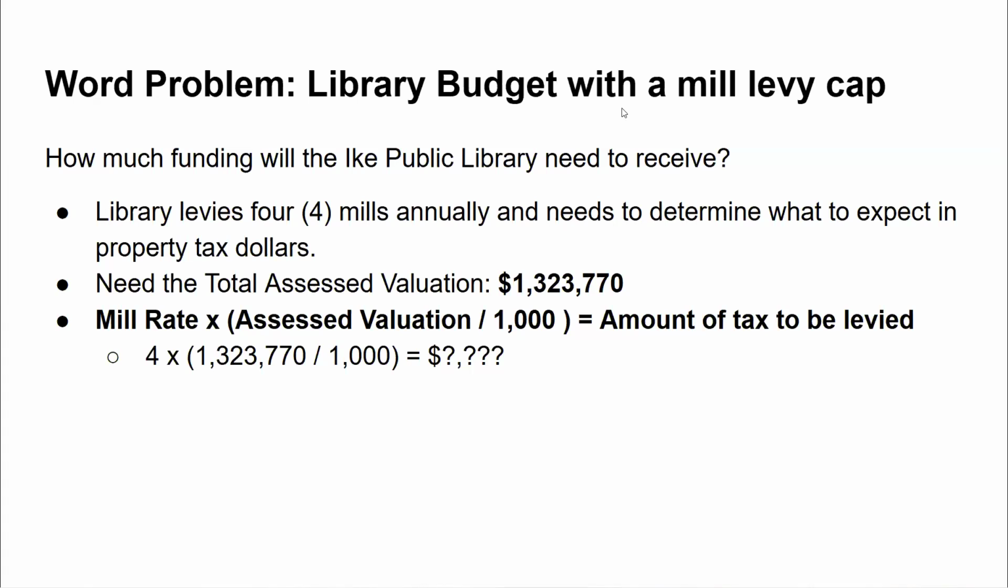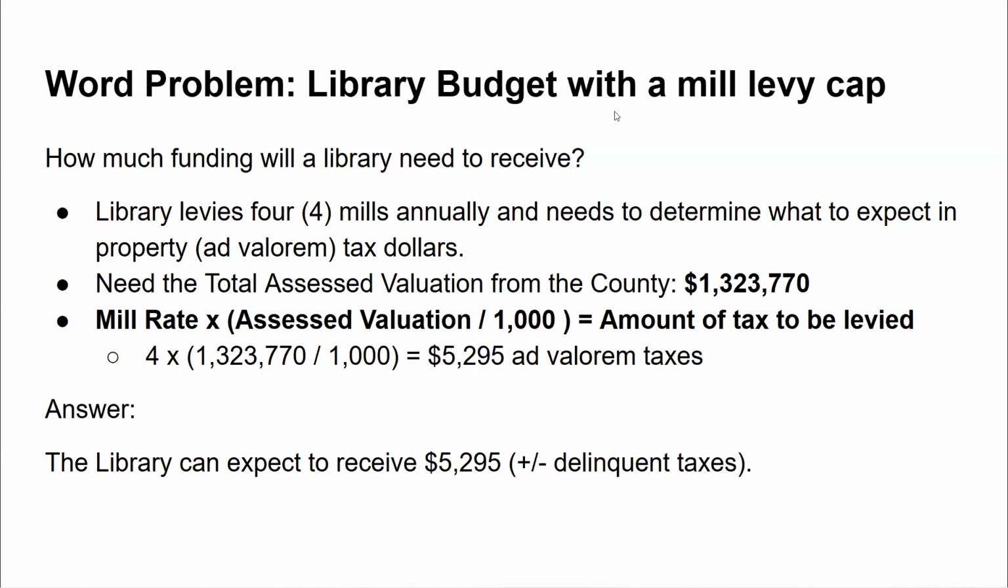We know that the assessed valuation for this community is $1,323,770. And we know that the mill rate is 4. So we have a slightly different formula where we take the mill rate and multiply that times the assessed valuation divided by 1,000. So that will give us the amount of tax to be levied. And the answer for that is $5,295 in ad valorem taxes.